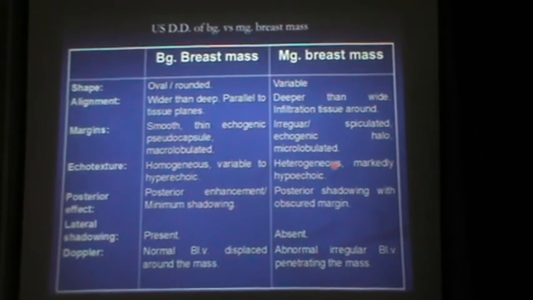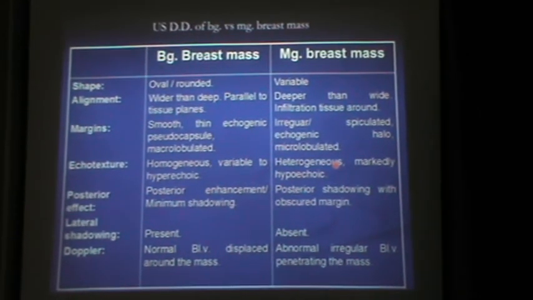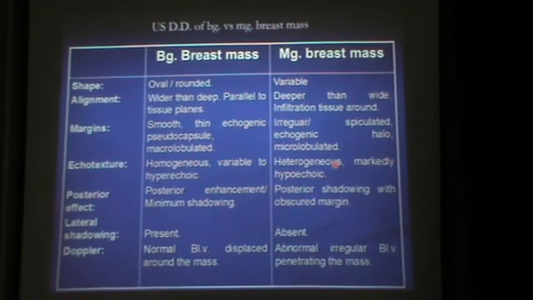Benign masses are oval or rounded in shape, wider than deep, parallel to the tissue planes. The margin is smooth, with a thin echogenic pseudocapsule, macrolobulated. It has homogeneous echotexture, or variable to hyperechoic. Posterior effect: there is posterior enhancement, minimum shadowing, and lateral shadowing is present.